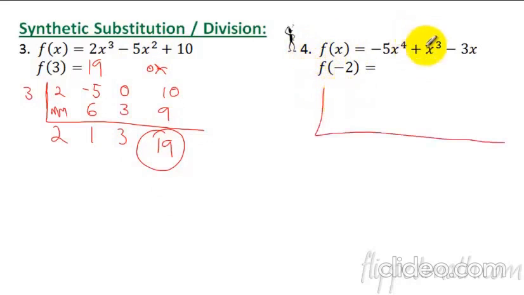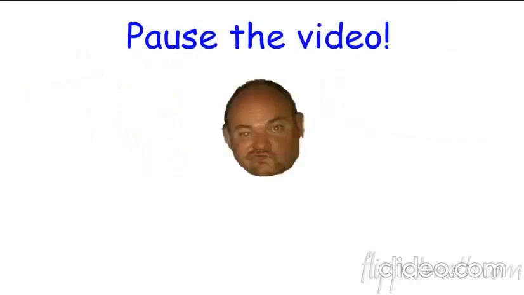Don't forget to have your placeholders where you need them. Notice there's an x squared missing and a constant missing, so put the zeros in there. And while you're working on number 4, you can be accompanied by Mr. Sullivan's weird face right there.